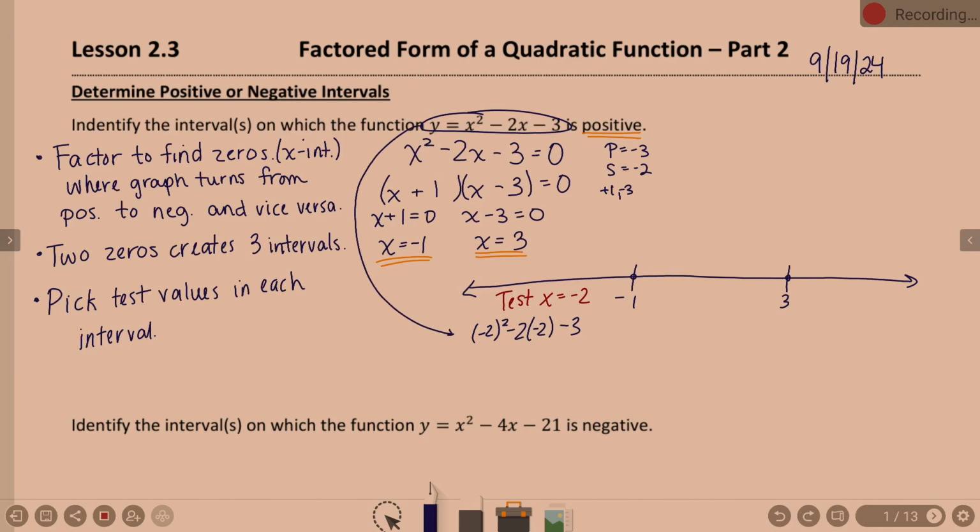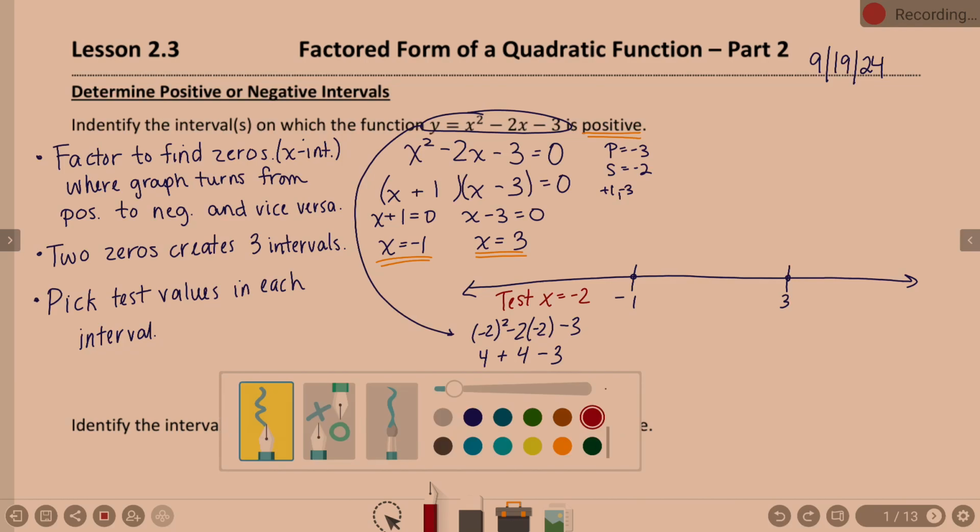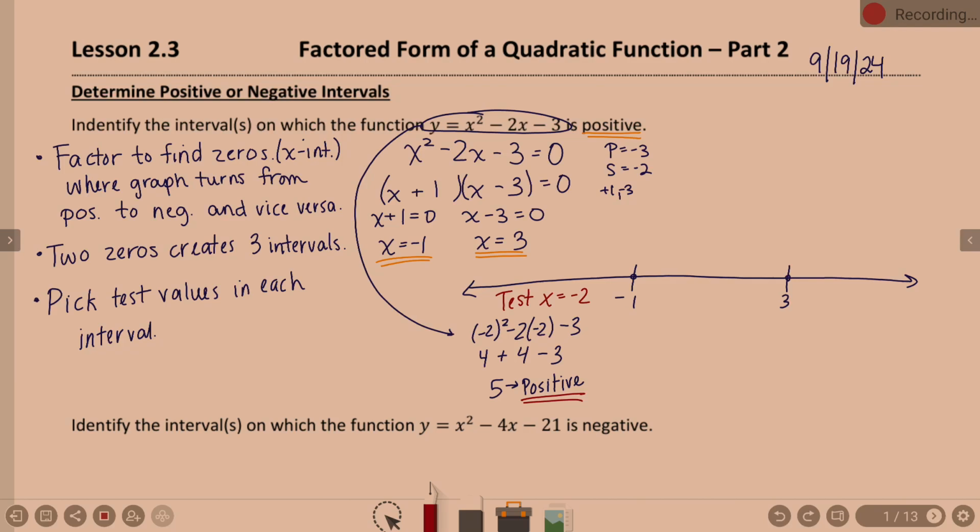Do some math with me. -2 squared is 4. Minus 2 times -2 is going to be plus 4, minus 3. 4 plus 4 is 8, minus 3 is 5. Okay, guys, what do you know about the number 5? It's positive. And since 5 is positive, that represents that whole interval.